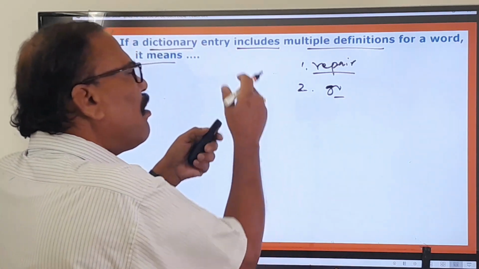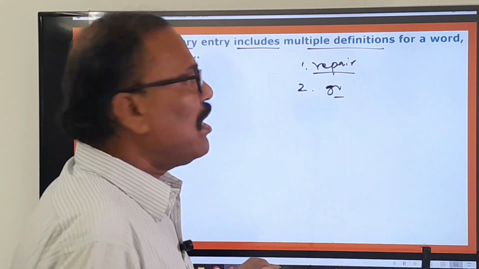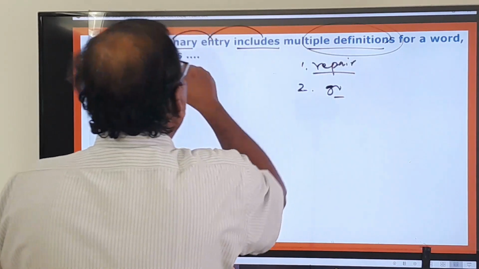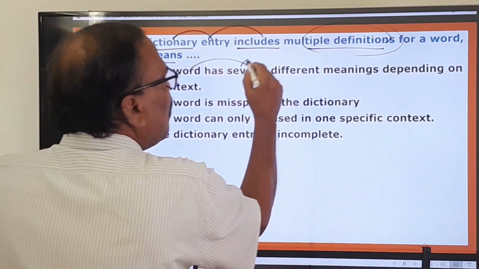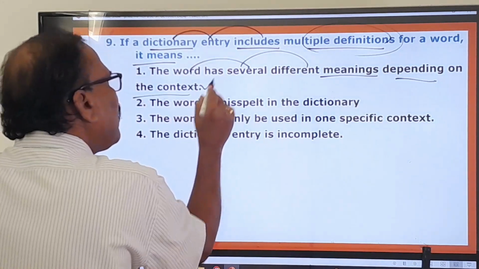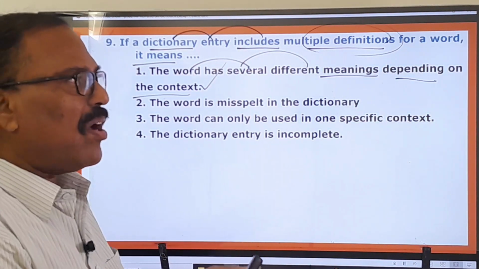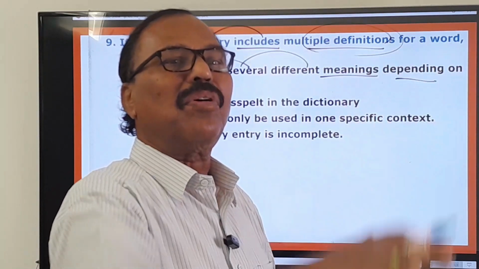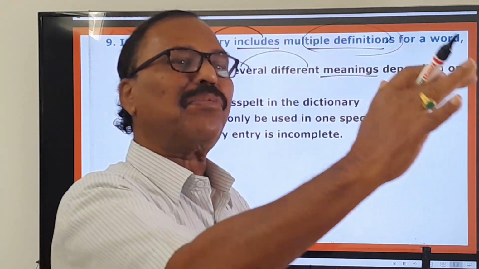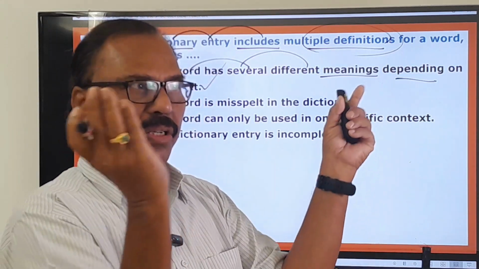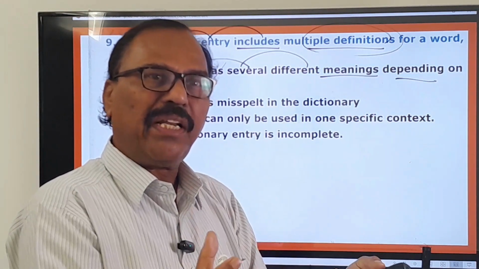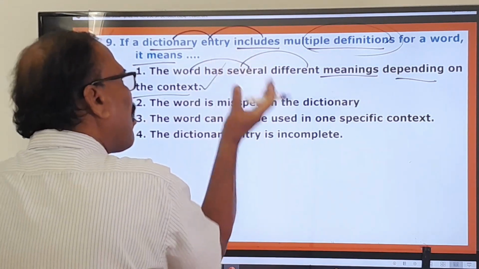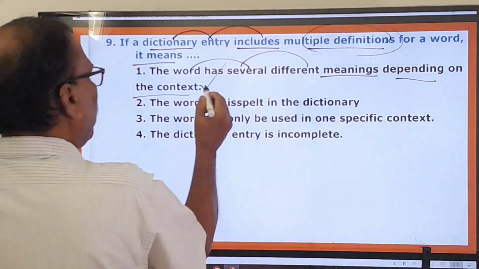So like that, a word has several meanings. So a dictionary entry includes multiple definitions for a word. It means the word has several different meanings depending on the context. The mechanic is repairing the scooter, repair has that meaning. And they are all repairing to Damascus. They are all repairing to London. So according to the context, the word has got its own meaning, right? And therefore, the word has several different meanings depending on the context. Therefore, the very first one is the right one.